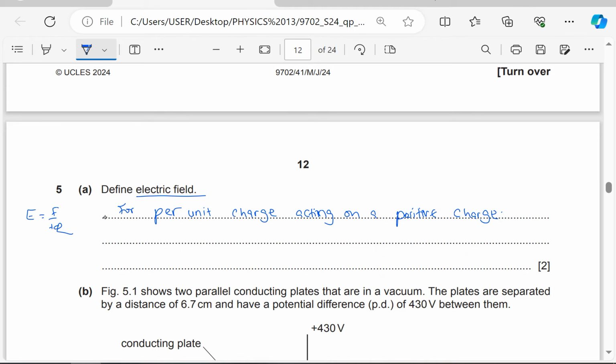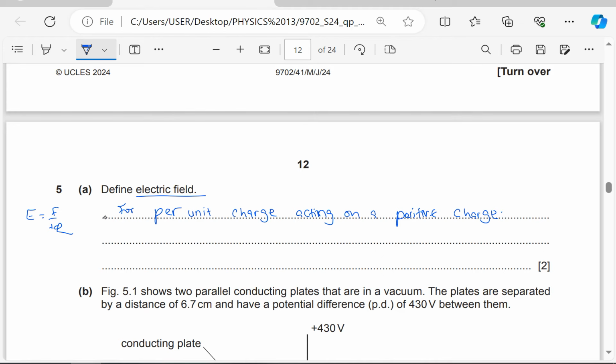The force per unit charge acting on a positive charge. Many students would prefer to define electric field as a region of space where a force acts on a unit positive charge, or where a force is experienced by a unit positive charge.